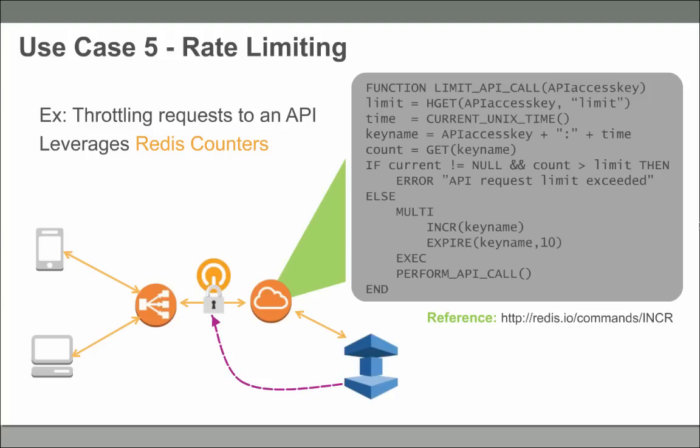So what you do is you use a Redis counter and limit the number of accesses to that API for a certain time period. And then if the limit is exceeded, you can reject that request. So again, a very interesting, powerful, but also very simple way to achieve those use cases.